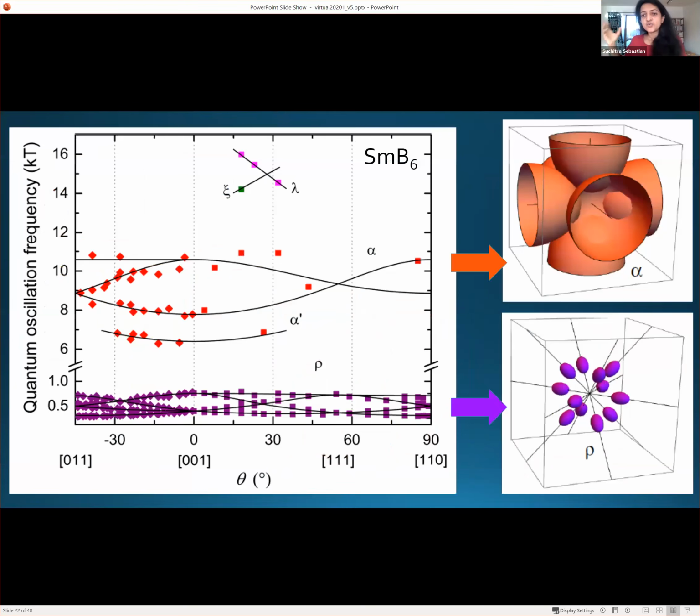So now we can simulate the expectation for this large and little ellipsoidal pockets in SmB₆, and those are the black lines you see here. So you can see that actually we can get a great simulation for the samarium hexaboride if we start with this Fermi surface model of just the conduction electron unhybridized Fermi surface in samarium hexaboride, equivalently the lanthanum hexaboride.